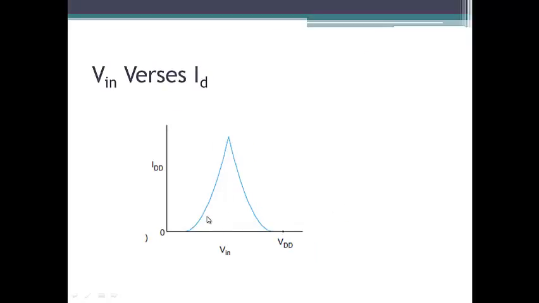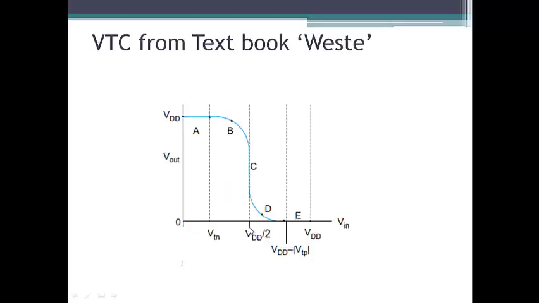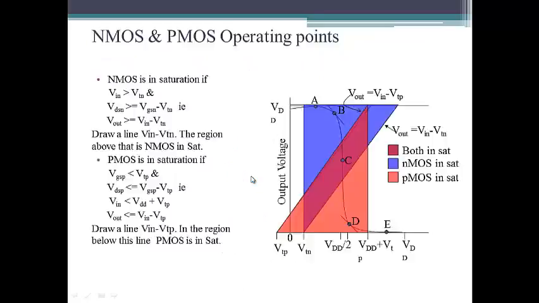There is another interesting curve, which gives you Vin versus IDD, the current. When Vin is equal to VDD by 2, we will see that both the transistors are on, or both the transistors are in saturation. So we'll have the highest current in both the transistors. The current reaches a maximum when Vin is equal to VDD by 2, that is, at the cross point. In this region we have the maximum current flowing through the circuit. So now these are the operating points.